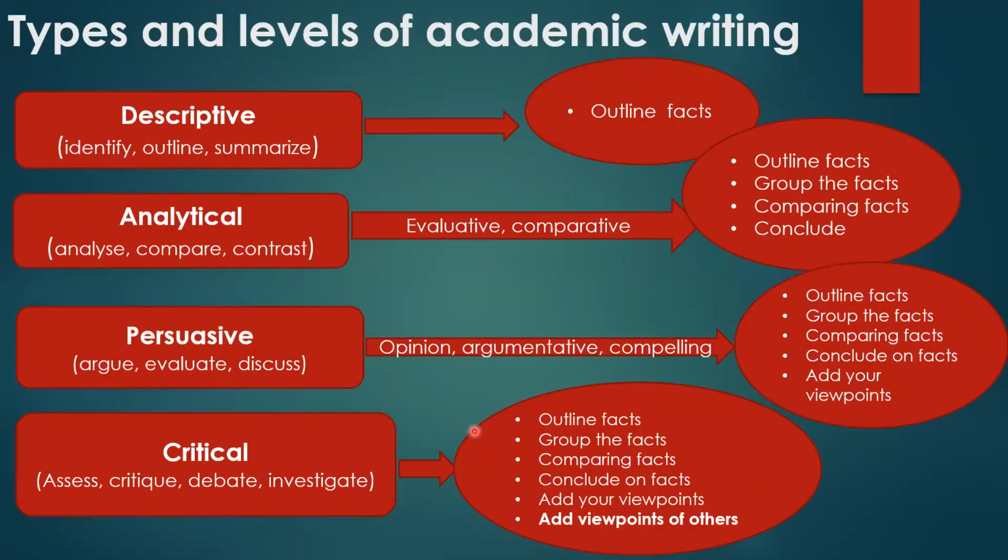Types and levels of academic writing. In order for us to understand the concept of academic writing, we need to look at the different layers of academic writing in terms of complexity. We are going to start with the least complex, which is descriptive. In descriptive writing, you are expected to just outline facts on a particular concept or context. Typical questions will be in the form of identify, outline, and summarize. So you're just presenting facts.